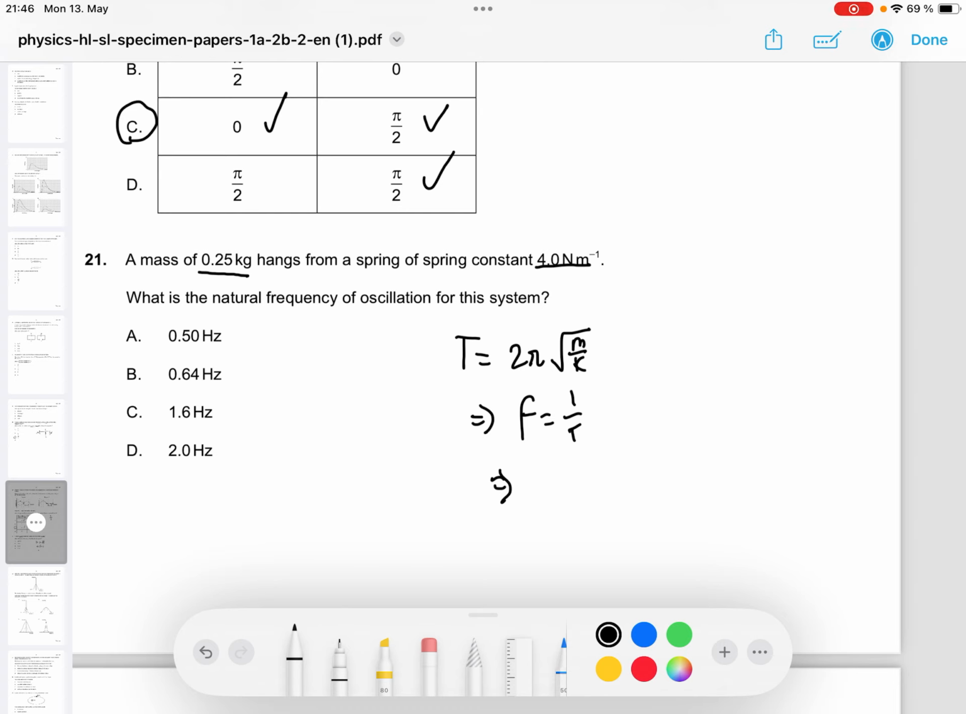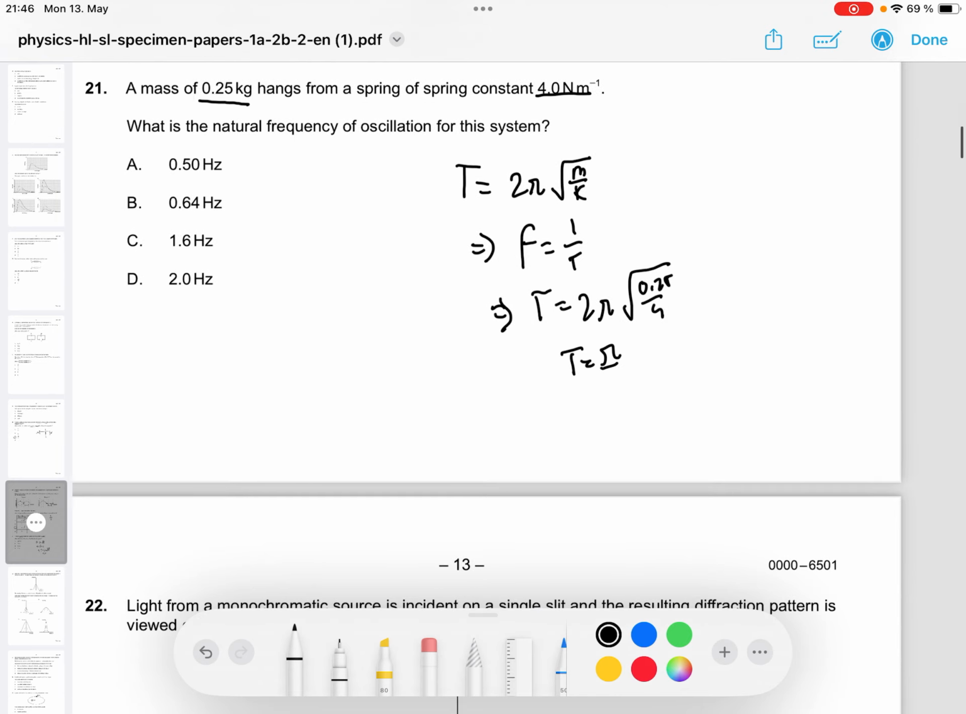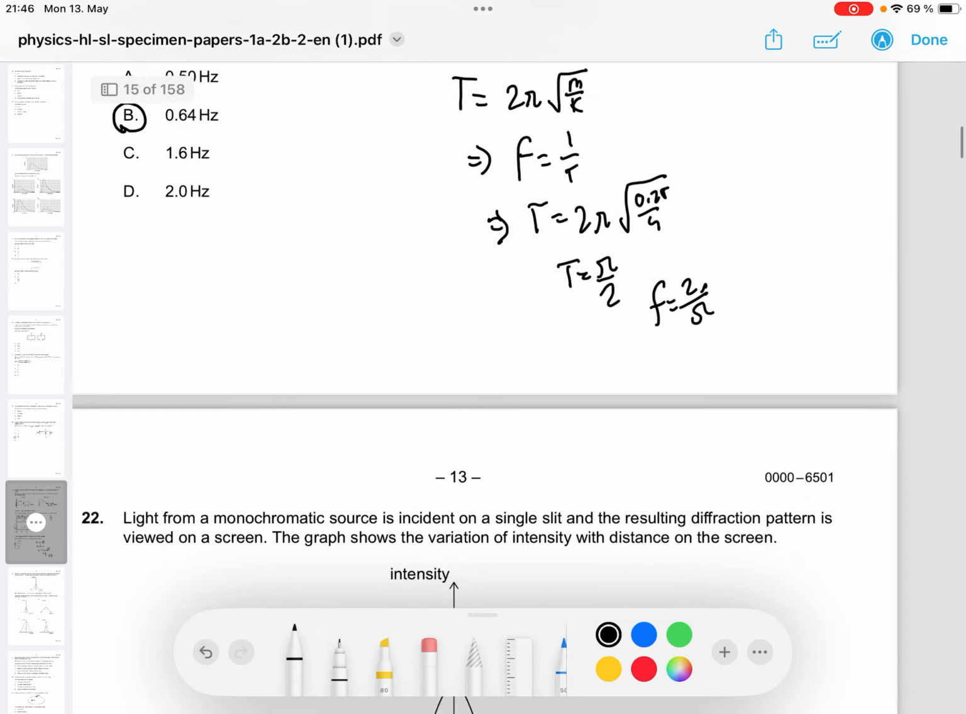So if we simply substitute into the first formula, we get that period is equal to 2 pi times square root of 0.25 over 4. If we simply evaluate this in our calculator, we get pi over 2 is equal to T. So now frequency is equal to 2 over pi, which is around equal to 0.6366 hertz, which is 0.64 hertz.